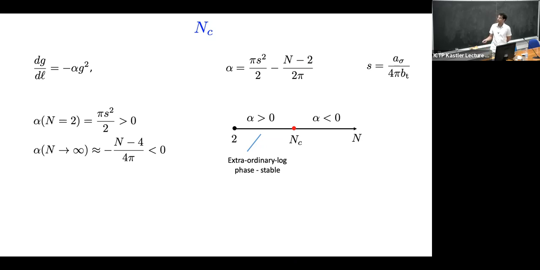On the other hand, when n goes to infinity, alpha definitely becomes negative. For n going to infinity, I can compute this A sigma and BT, these universal constants, in a 1 over n expansion. Then alpha is given by this expression, so it's negative. So alpha has to change sign as n increases from 2 to infinity, and the minimal assumption, which seems to be supported also by the numerical conformal bootstrap that I'll show, is that alpha changes sign just once at some value n equal to nc. So for n smaller than nc, the extraordinary log phase is realized. For n greater than nc, we don't quite know what happens.